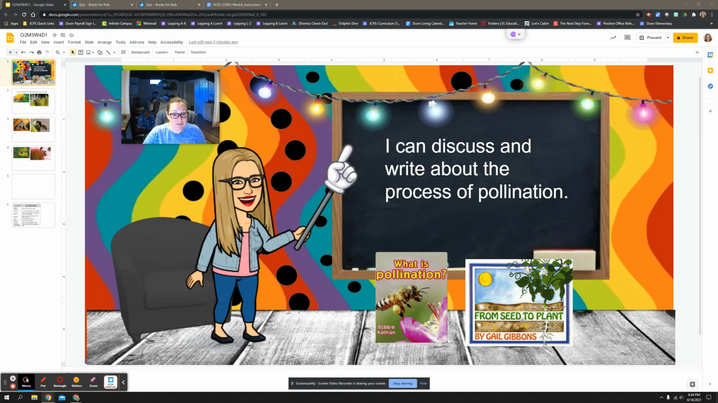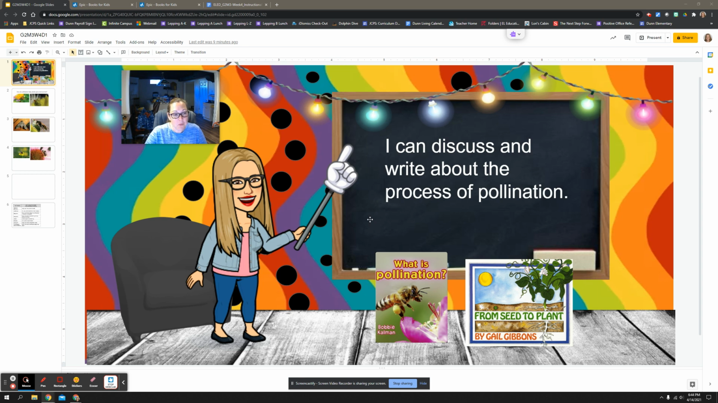Today we're going to look at two different books. One we've already seen called From Seed to Plant, and then we're going to start a new one called What is Pollination? Today's learning target is I can discuss and write about the process of pollination.